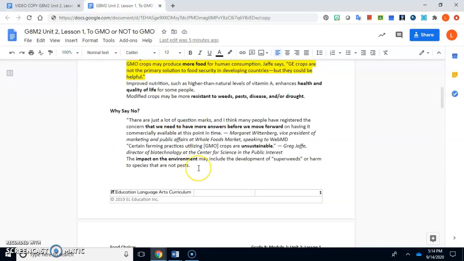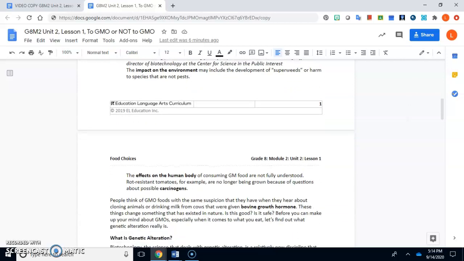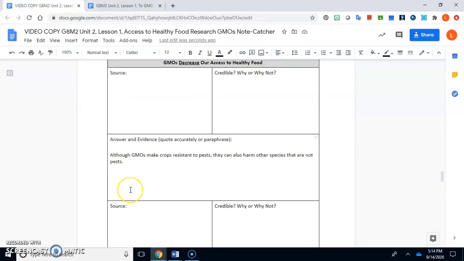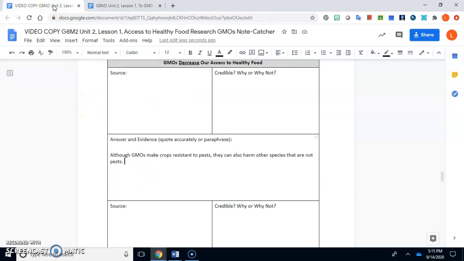One more time, when we're looking at this, they are talking about farming practices and the impact that it has on the environment. It also talks about these superweeds and how they harm species that are not pests. And so that's where we get that they make the crops resistant to pests. So yeah, that's cool, the pests aren't hurt, but it talks about other harm that can be done. And so we took what we learned in this section and we paraphrased it and put it here.